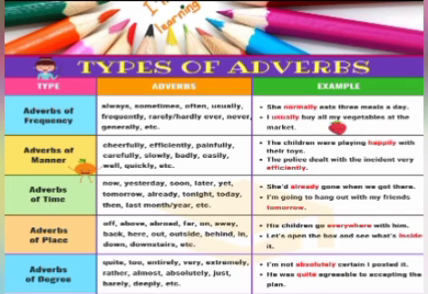Now let's see in the sentences also. I'm absolutely certain I posted it. Up to what extent are you certain? Absolutely. You are not, right? He was quite agreeable to accepting the plan. Up to what extent he was agreeable? Quite agreeable, right? So quite is the adverb of degree.